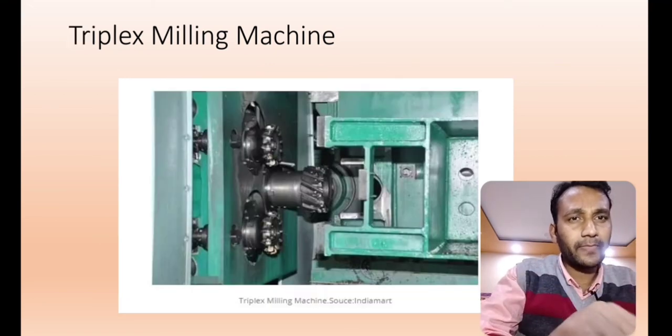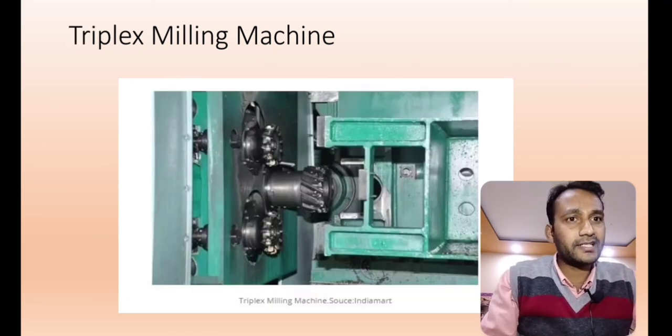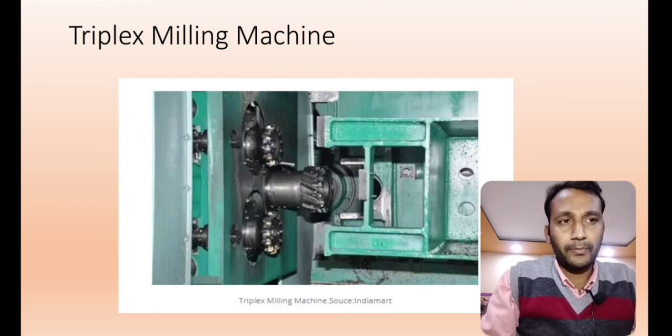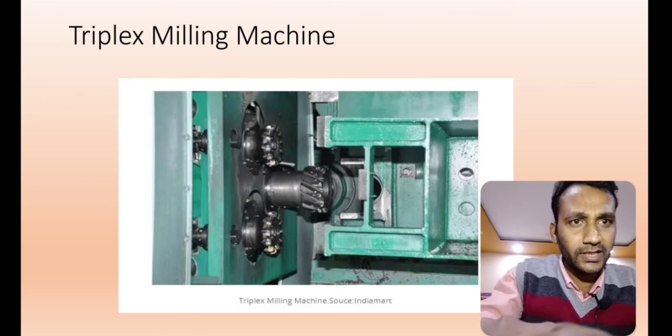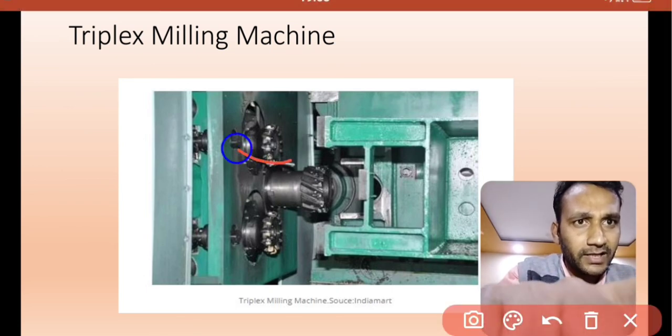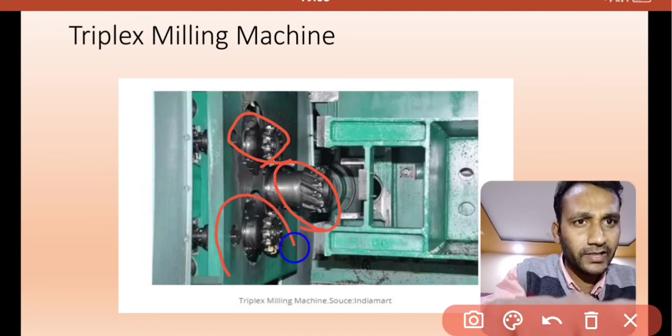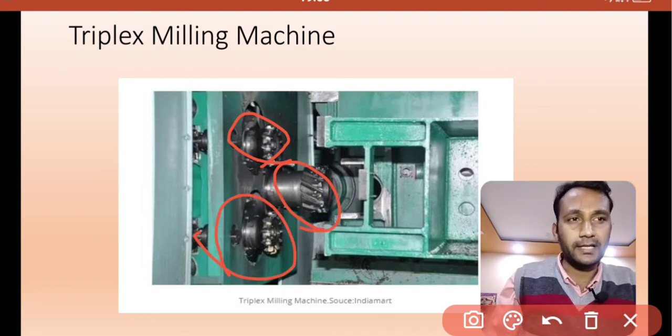Other is the triplex. If three milling cutters are used simultaneously to perform a machining operation over any workpiece, then this is called a triplex milling machine. So you can see over here there are three milling cutters. One milling cutter is over here, one is over here, and one is over here. So such a setup is called a triplex milling machine.